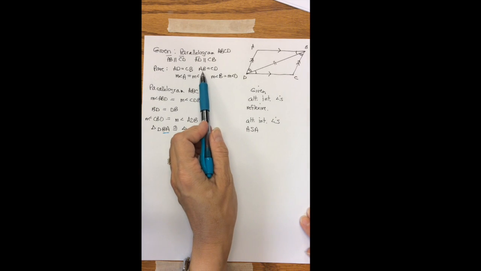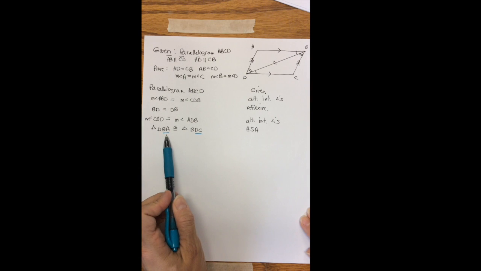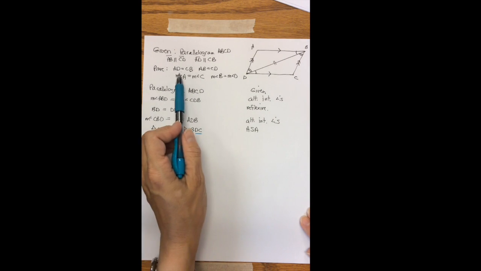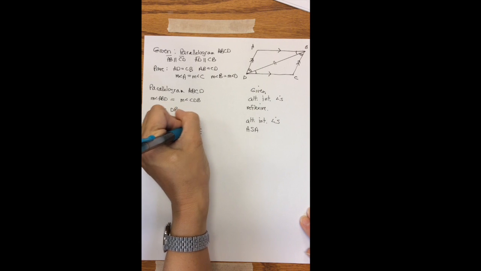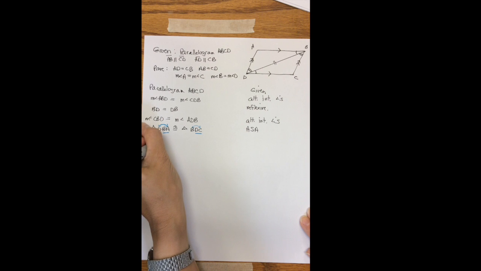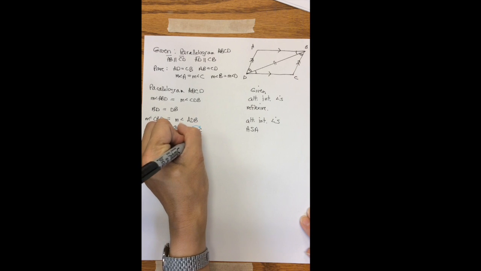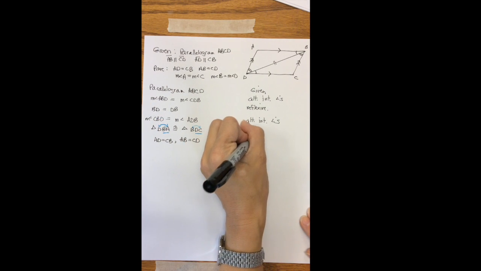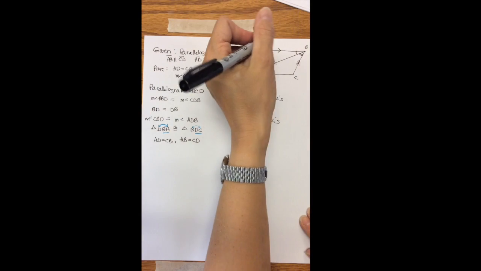So CD, this is what we're trying to prove, is congruent to AB. CD congruent to AB, and then AD congruent to BC. So that's beginning and end is congruent to beginning and end. So I can say that part. AD is equal to CB and AB is equal to CD because congruent parts of congruent triangles are congruent. Cool.